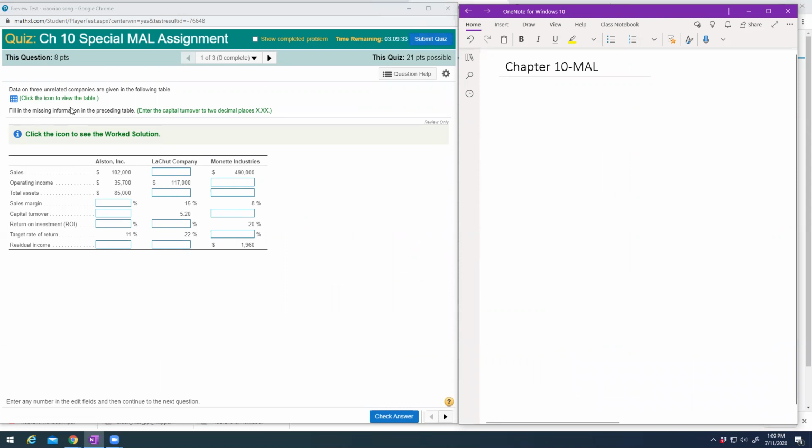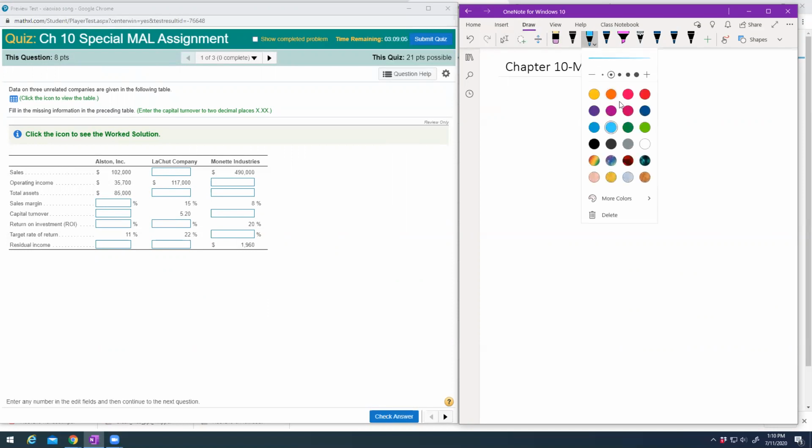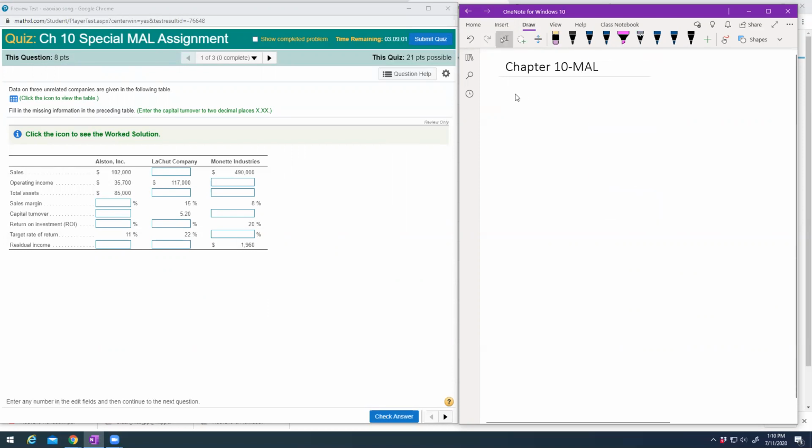So let's look at the first one. What does it want you to do? It wants you to fill in the missing information. So basically, this one is asking you about ROI, residual income, capital turnover, sales margin, or something. I'm not going to do everything with you. I 100% believe that my students will get this by yourself. So I'll just give you some idea, and then we look at the next one.